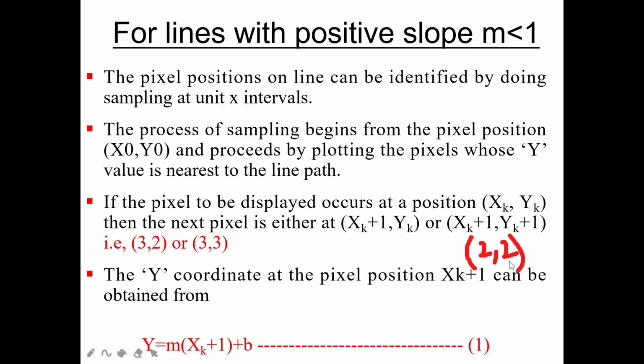So in between (2, 2) to (3, 2), if you want to find out any values, they may come in decimals, right? Then how can you find them out? So we are going to apply Bresenham's line algorithm.